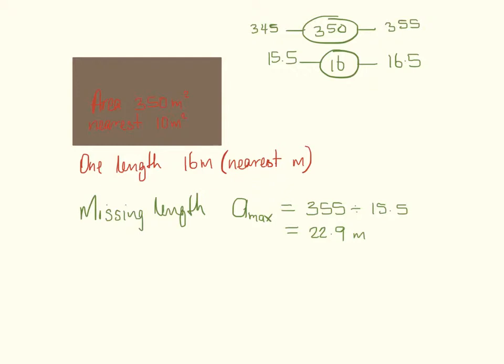Now we're going to find the missing length, a minimum. We call it the minimum length. Well, we do the opposite of what we've just done here. To find the minimum, go back to that table and have a look again. But to get a minimum length, we need the minimum area of 345, and we need to divide it by the maximum length of 16.5. And this will give us 20.9.